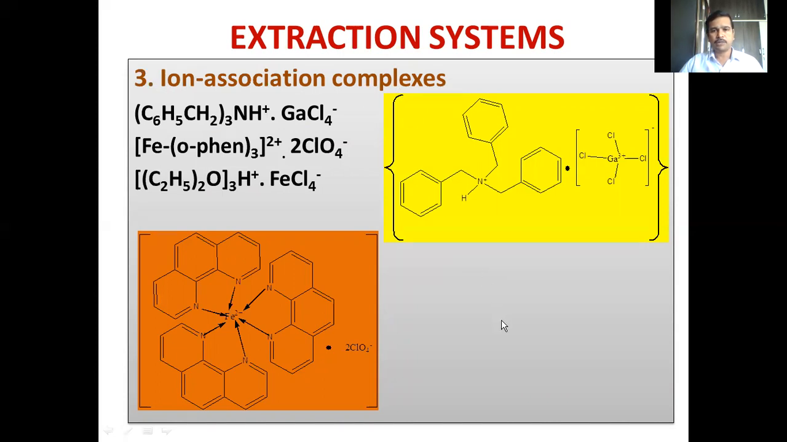Ion association complexes are a group of molecules. They are formed due to the reaction between positively and negatively charged species. Say, for example, consider the 1:3 complex of iron(II) and 1,10-phenanthroline, which is red in color. You are very familiar with this complex. You might have used the ferroin indicator in many experiments.